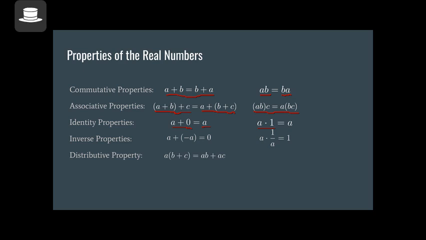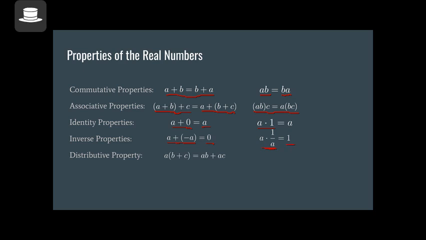I have the inverse property. The inverse property says that a plus its opposite, so basically think of subtracting itself, will always result in 0. So a plus negative a will be 0, so 8 plus negative 8 is just 0. For multiplication, I have a times 1 over itself will equal 1. So 8 times 1 over 8 will just get me back to 1.